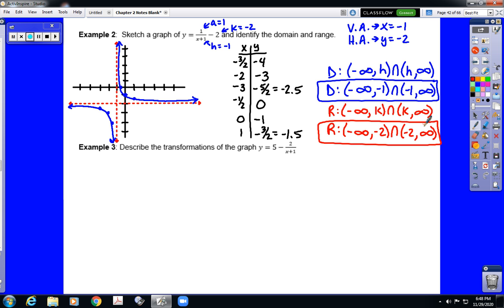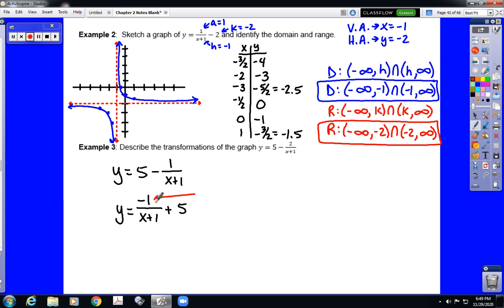Okay, example 3 does not require us to graph. Example 3 requires us to identify the transformations. So that requires us to identify a, h, and k. The first thing is, this equation is not technically written in standard form. We need to move this negative up into the numerator, and we need to move the 5 to the other side. These are the same function. One is written in standard notation, and one is not.